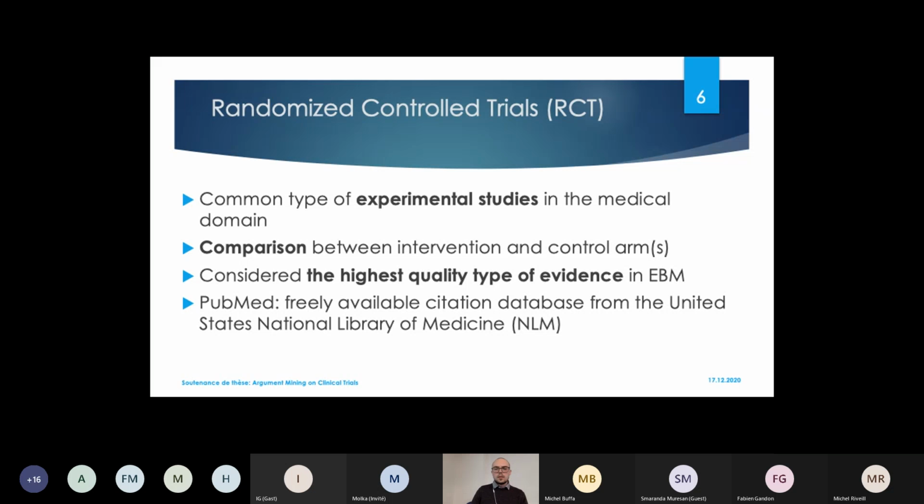And the underlying data I was working on are randomized controlled trials, or RCT for short. And I chose that because they are one of the highest quality evidence in evidence-based medicine. They are comparative studies, so you have at least 2 treatment arms, where one treatment arm is about the new intervention, and this is compared against either an established intervention or a placebo drug, for example. And the abstracts of these published trials are freely available through PubMed.